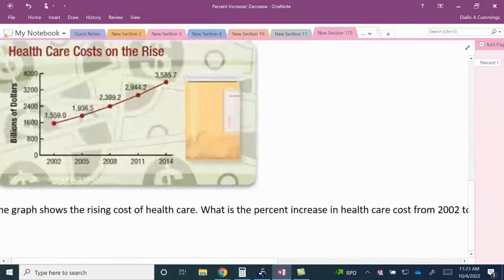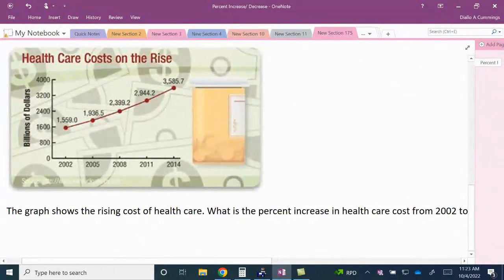All right, so here we see that in the year 2014, the healthcare costs are $3,585.70. We can see that in 2002, which is the starting year or the original amount, the healthcare costs are $1,559.